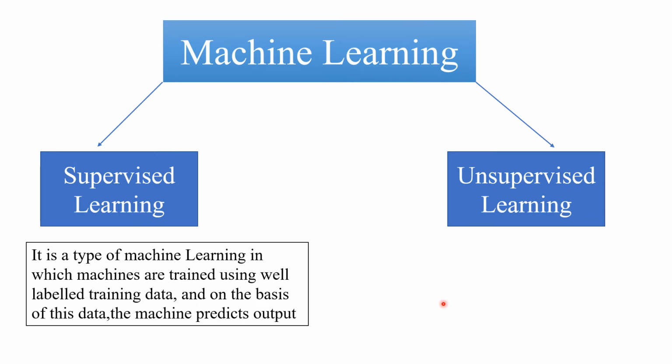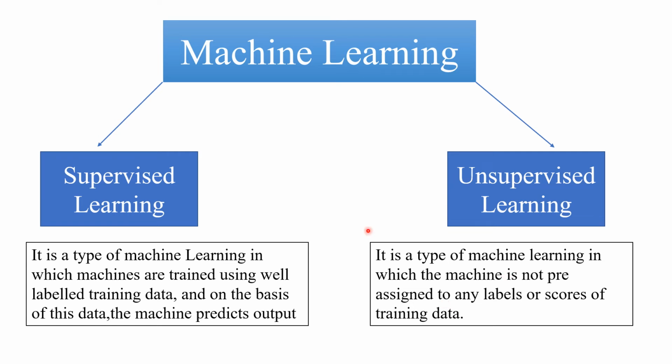Now, what exactly is unsupervised learning? Unsupervised learning is a type of machine learning in which the machine is not pre-assigned any labels or scores for the data. So, basically, in unsupervised learning, you only have your features. You do not have your target variable. Basically, you only have your independent variable. You do not have your dependent variable. Now, let's dig deep into supervised learning.